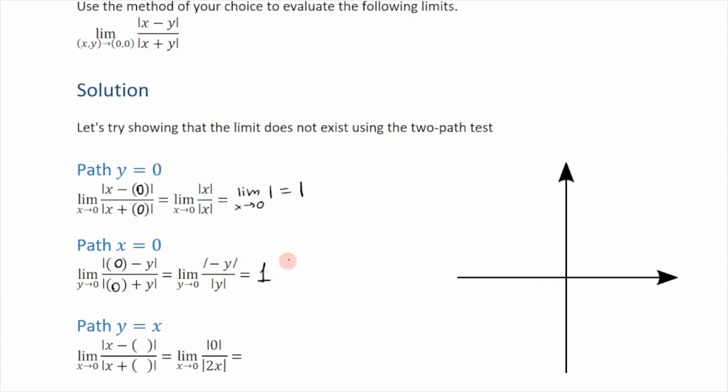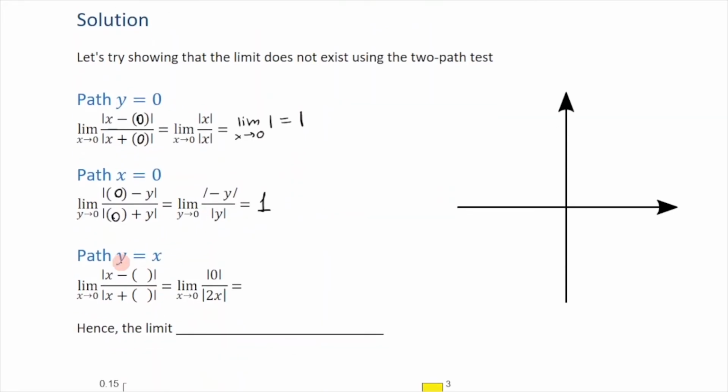So at this point, we still haven't concluded anything just yet because we only considered two paths. We need to consider more paths than that. Just because these two are equal doesn't mean anything. Okay, let's try another one. y equals x.